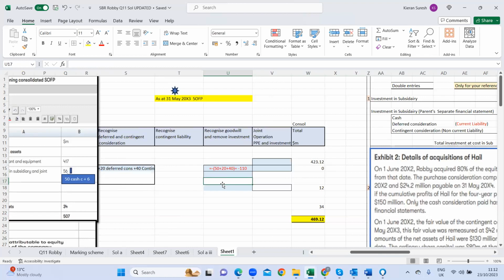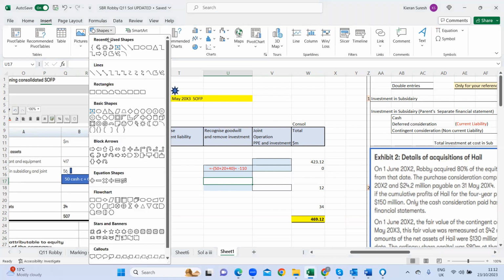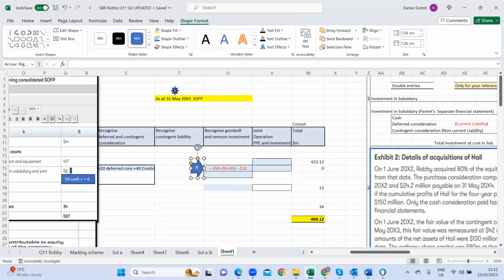This is the starting point. So we remove the subsidiary share capital, we remove the subsidiary's opening retained earnings, and also we have to remove the total investment in the subsidiary, because they have recorded only 50. For the 6, I will come to it in a minute.